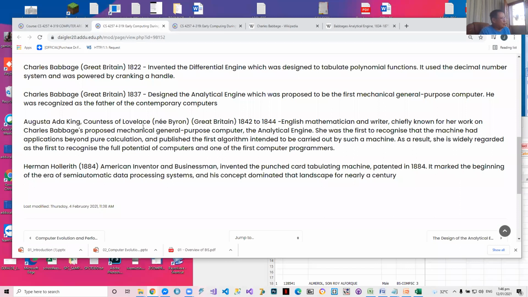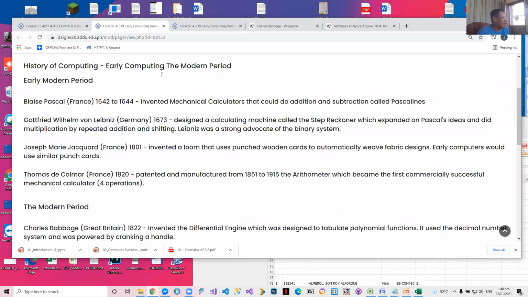Now, by that time also, an American inventor from the US invented a punch card system, a recording system. His name was Herman Hollerith. He invented the punch card. Okay. How he invented it, we will find out.